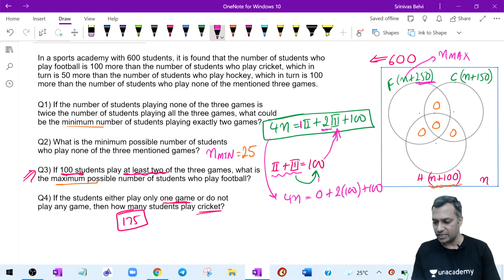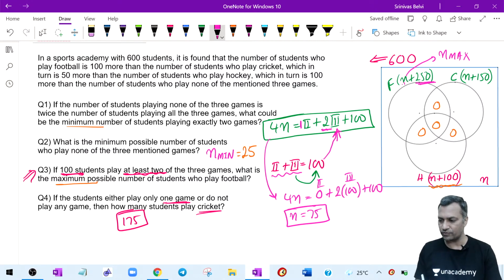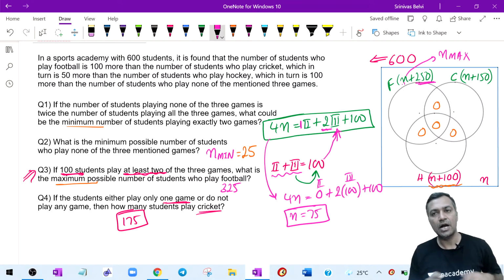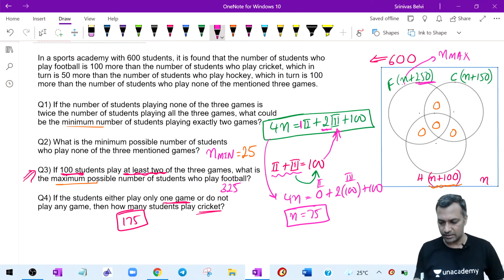What did I do? I put region of 2 as 0. I put region of 3 as 100. That's what I did there. So therefore 4n is equal to 300. If 4n is equal to 300, n becomes 75. The value of n would become 75. Come back, plug it here. Therefore the football is how much? n plus 250. Football is n plus 250. 250 plus 75, which would become 325. Understood, my friends? Is everybody clear? This is the maxima. Maxima is 325.